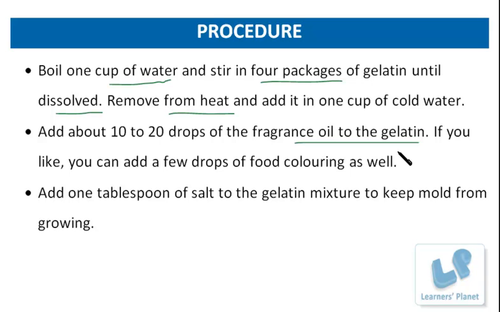So first we add some drops of fragrance oil to the gelatin, and then we can also add a few drops of food coloring. After that, add 1 teaspoonful or tablespoon of salt to the gelatin mixture to keep mold from growing.